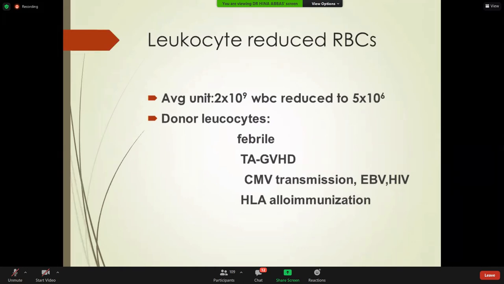Pregnant women are susceptible, yes, but not that much, because we usually don't screen the blood for CMV in pregnant patients. But for the febrile reactions, we use leukoreduced filters. But the main challenging thing is the CMV transmission in immunosuppressed, immunocompromised patients.